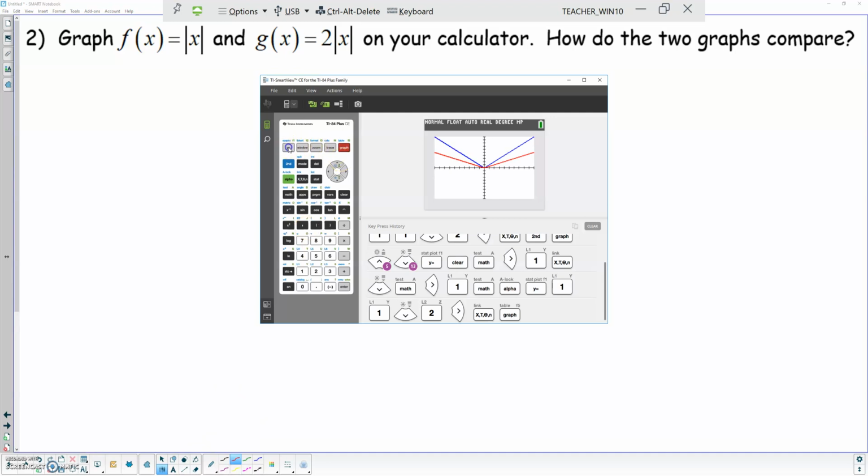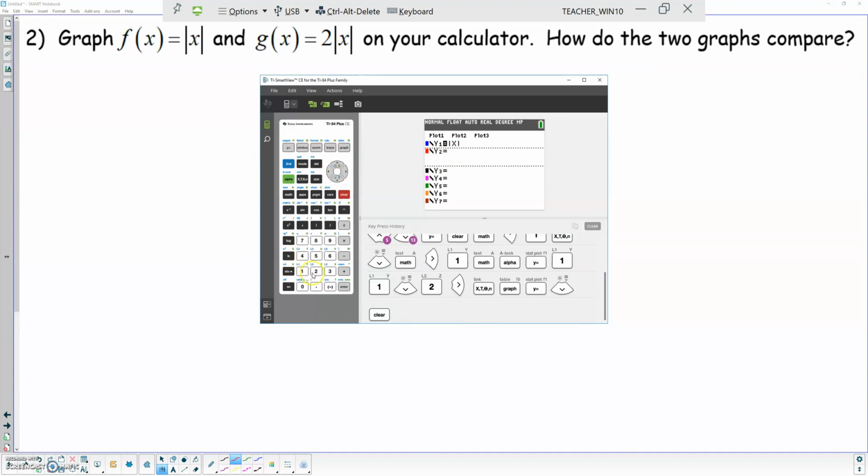Okay, so we're going to go back to y1. So that's absolute value of x. So now in y2, we're going to do 2 times the absolute value of x. Okay, so in y1, we got f of x, which is the absolute value of x. In y2, we have 2 times the absolute value of x, which is g of x. So I'm going to hit graph.